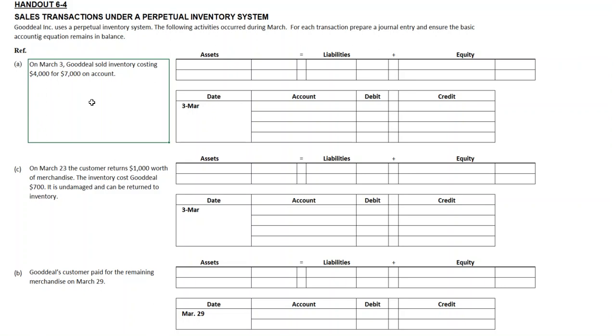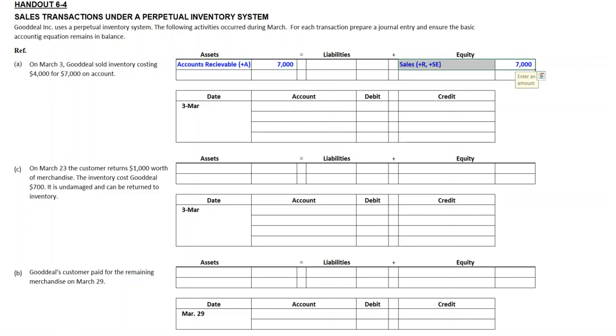So the first thing we want to do is record the sale part of the transaction. That sale part of the transaction involves an increase in assets, accounts receivable. The customer owes us $7,000. And of course, we've provided a service or delivered goods. We've made a sale of $7,000. So we have an increase in revenues of $7,000, which will of course increase stockholders' equity.